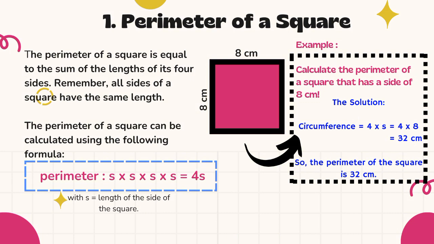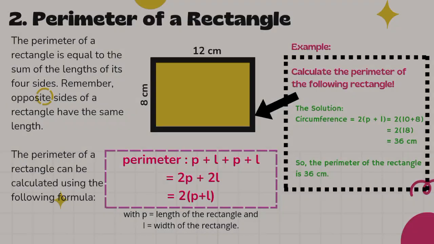square. For example, calculate the perimeter of a square that has a side of 8 cm. The solution is perimeter equals 4 times S equals 4 times 8. So, the perimeter of the square is 32 cm.